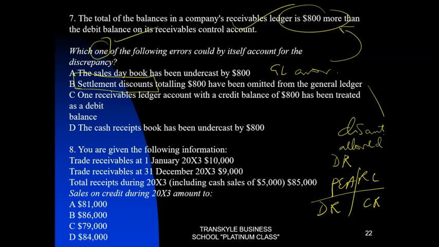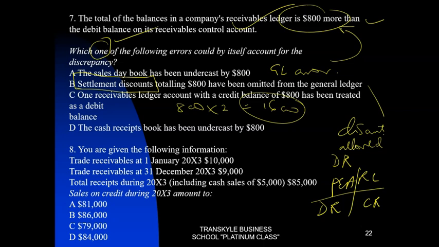Okay, what about C? What is wrong with C? One receivables ledger account with a credit balance of 800 has been treated as a debit balance. So if we have treated a receivable with a credit balance of 800 as a debit balance, then the disparity is going to be massive, very, very large. This is going to be 800 by 2, which is about 1600 disparity. You can see that this is far away from the 800 problem we have at hand. So C is far-fetched.